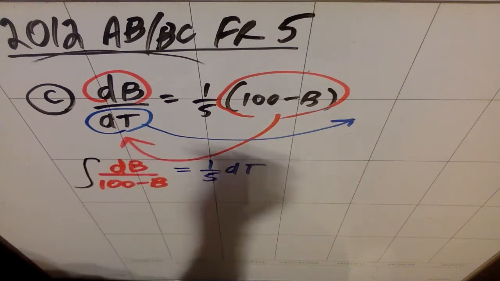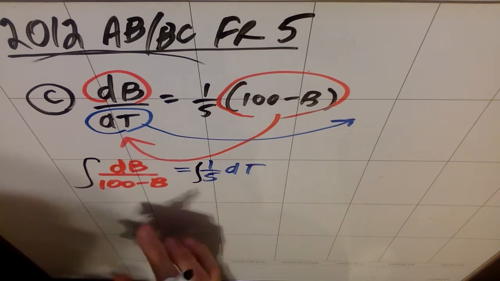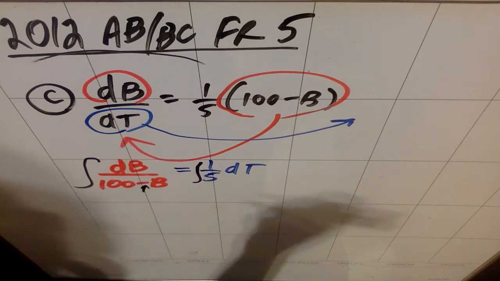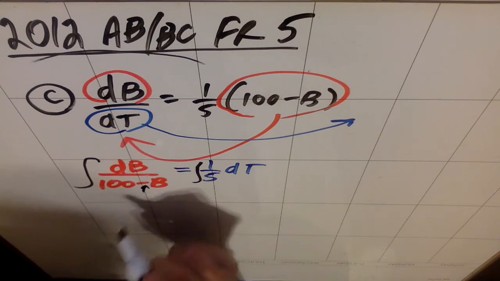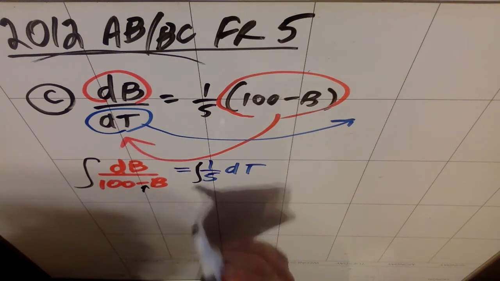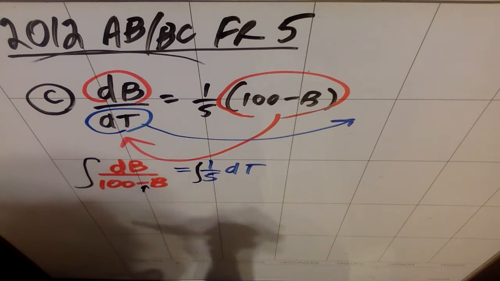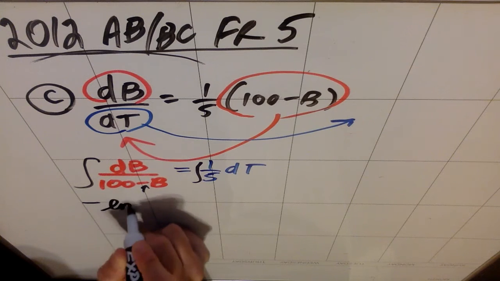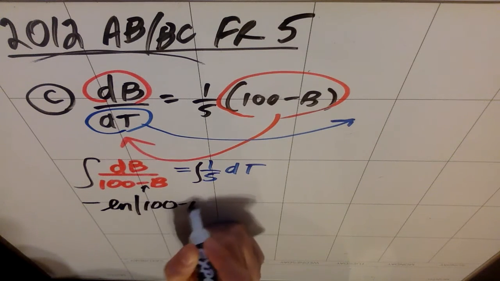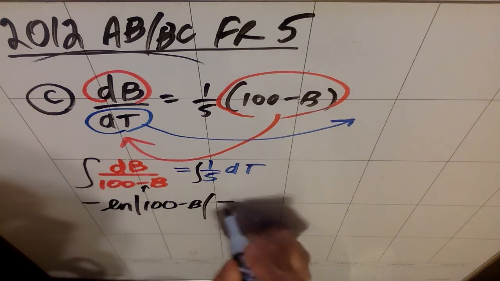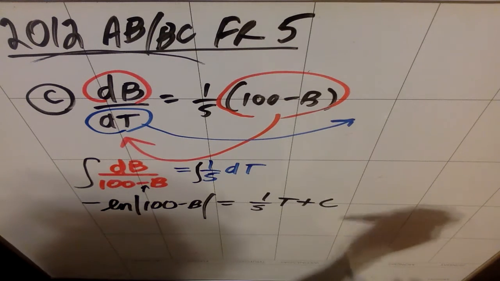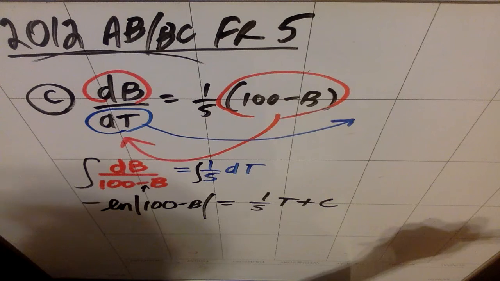Now we're going to do the antiderivative for both sides of this. So this is a natural log, but because there's a negative in front of the b, if you made your whole u the 100 minus b, your du would have a negative db. So, essentially, I get that this is the negative natural log of the 100 minus b in that absolute value. On the other side, I get a 1/5 t plus c. We generally put the c on the independent variable side.